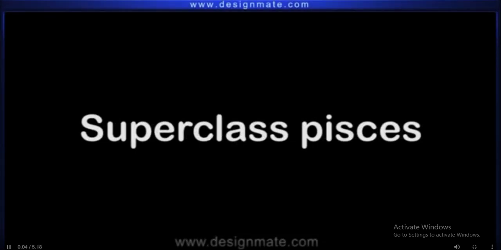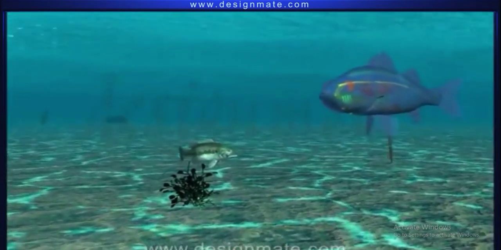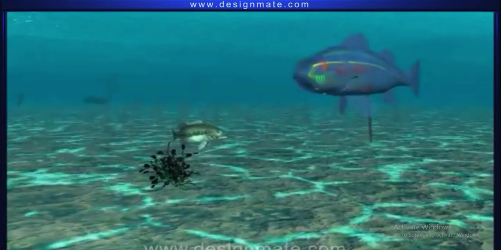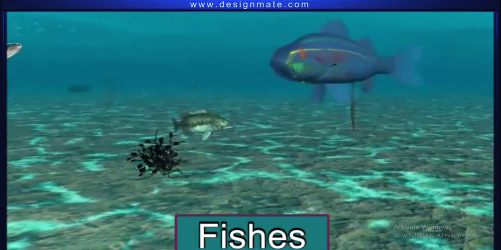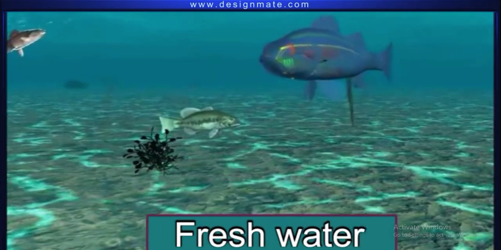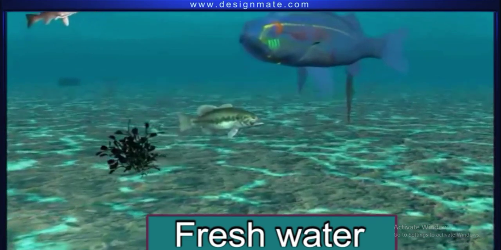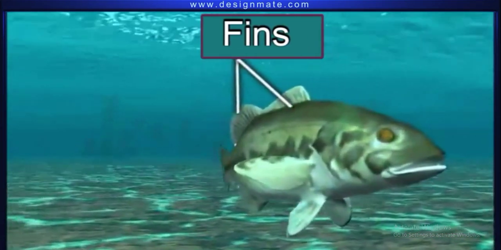Superclass Pisces. Pisces is a taxonomic subclass that comprises all fish. They live in fresh water or in marine environments. They possess paired or unpaired fins for swimming.